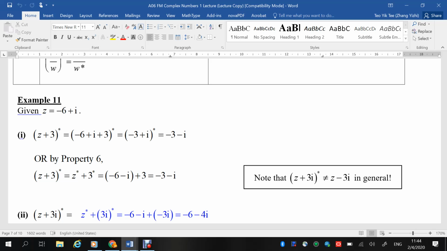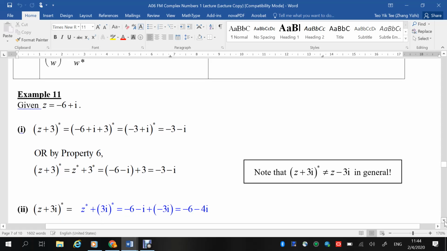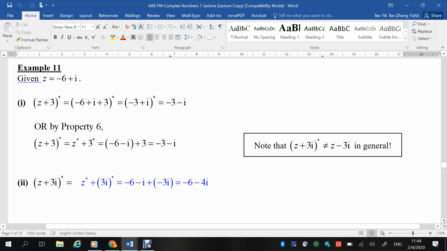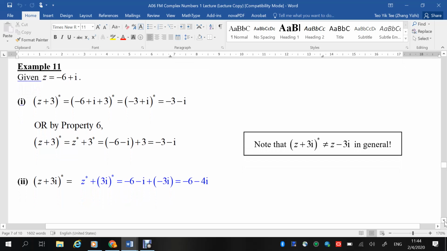Any questions so far? Any questions so far for your example 11?